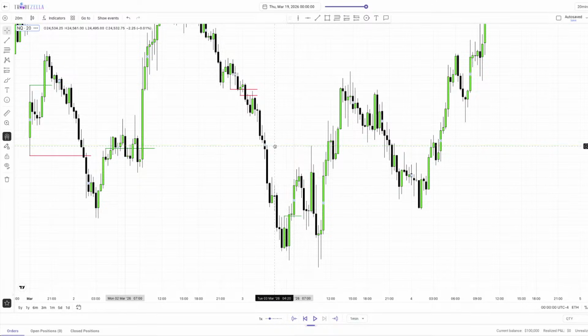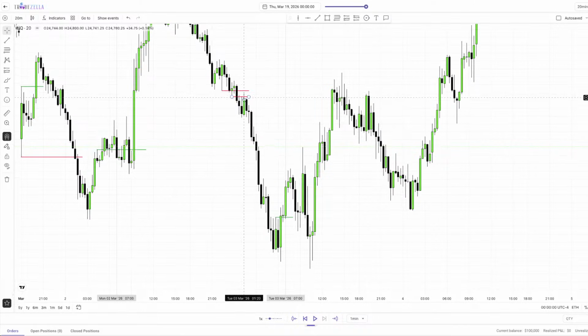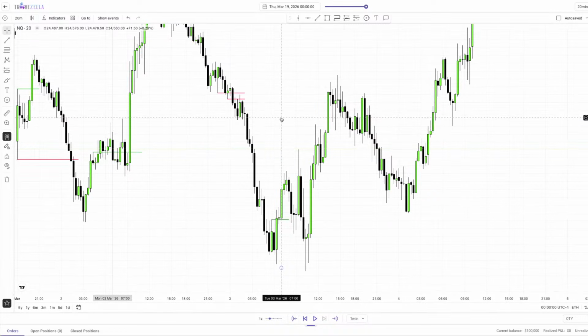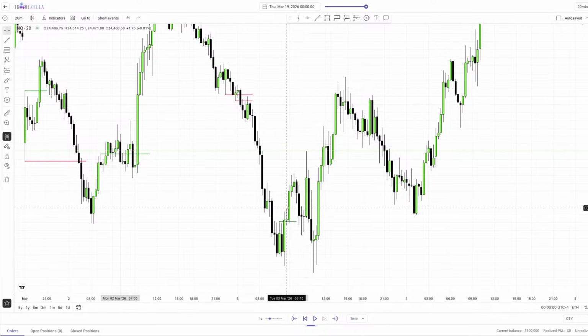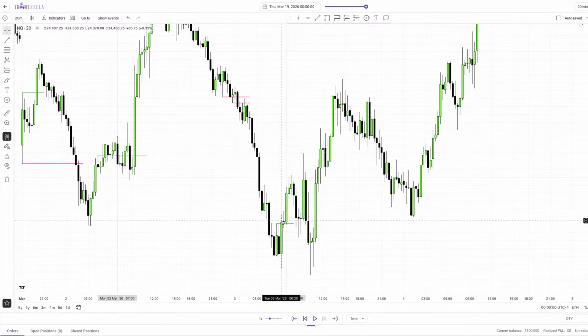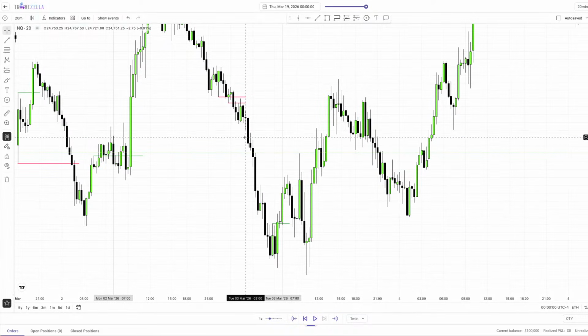So you can see that, yes, we had 2 displacements to the downside before we opened up at 7 a.m. and 1 displacement to the upside. But after you see the 2 displacements to the downside, you shouldn't see a displacement to the upside again.